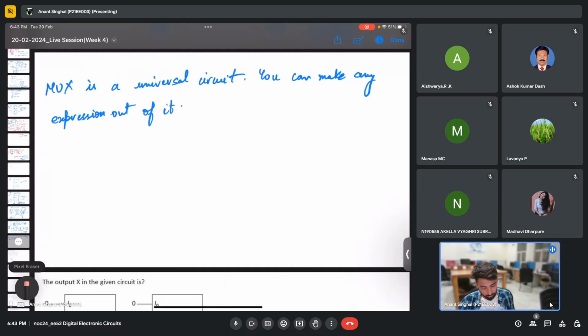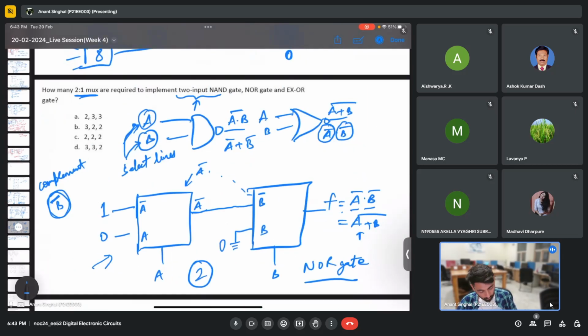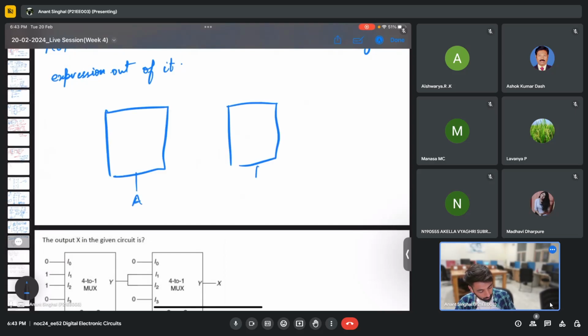Similarly, for this case, I required two. One of them was XOR. So for XOR, again, I'll take A here and B here. Let's say this is A complement, this is A. So what I want is both A and A complement here.